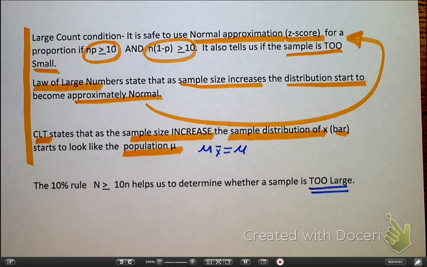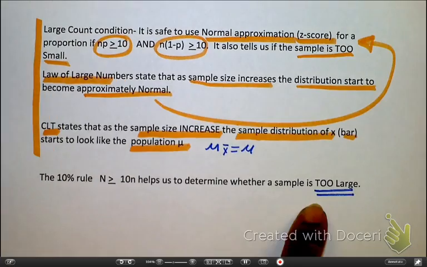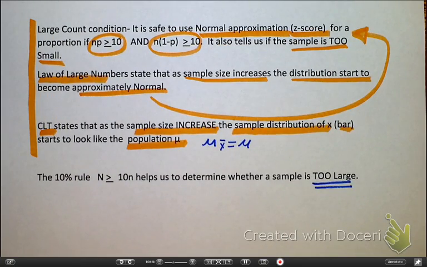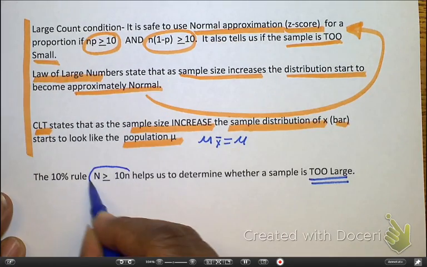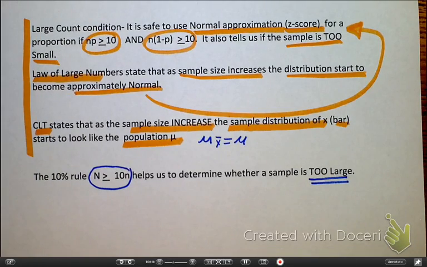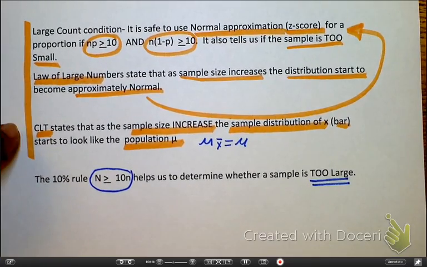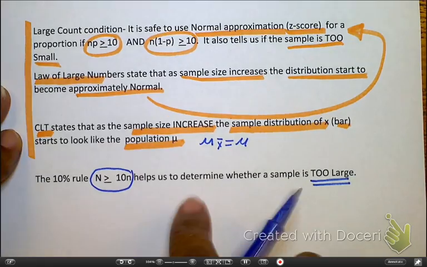First of all, you'll think I'm on crack or something. But more importantly, is that a true sample? Goodness, if you're going to get 3,300 students and it's a 3,400 population campus, wouldn't you just get the census and get it over with? That's the whole premise behind it: if the sample is too large, then it's not truly a sample. So that is the difference between the large count condition, law of large numbers, which are interchangeable in my opinion, CLT, and the 10% rule, or 10% condition.